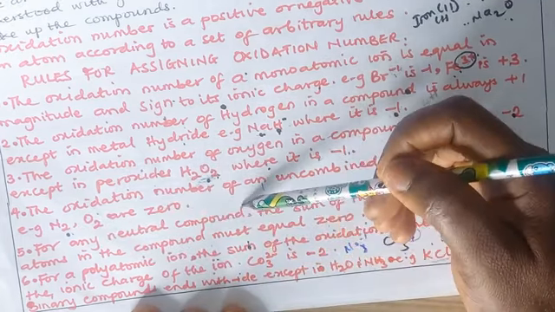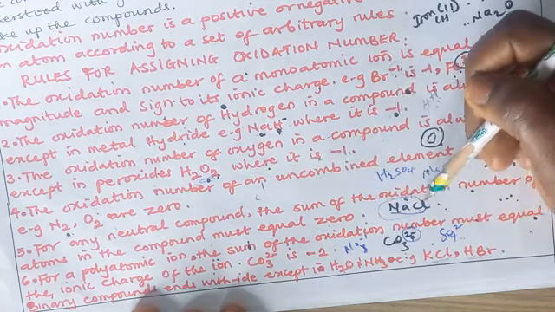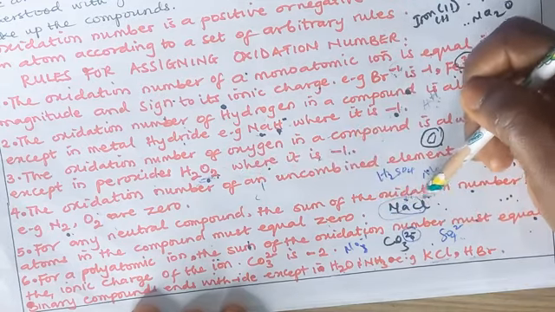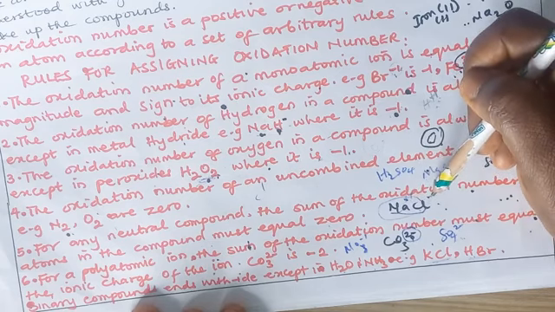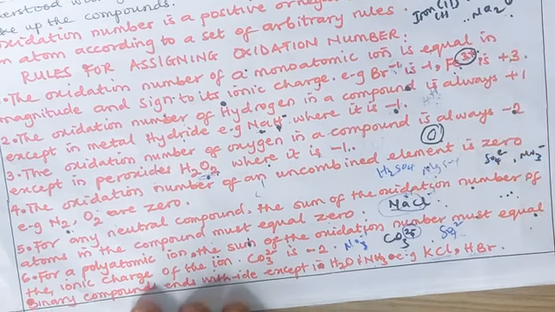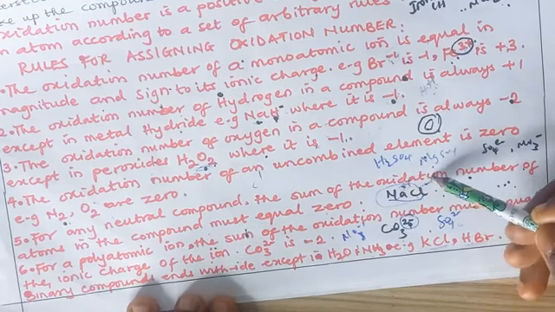So for any neutral compound, for instance sodium chloride, between sodium and chlorine, they have cancelled out. There's a kind of attraction here, and they are now neutral because the positive and the negative charges have cancelled out. The oxidation number is also equal to 0 because sodium carries an oxidation number of +1, while chlorine is -1.